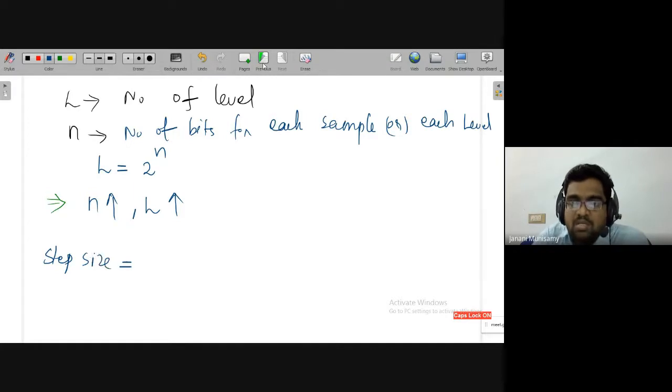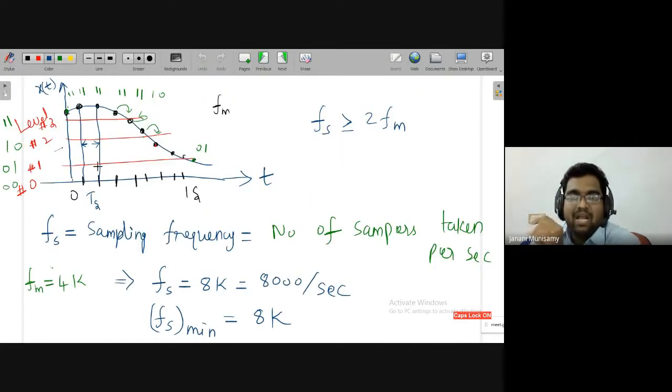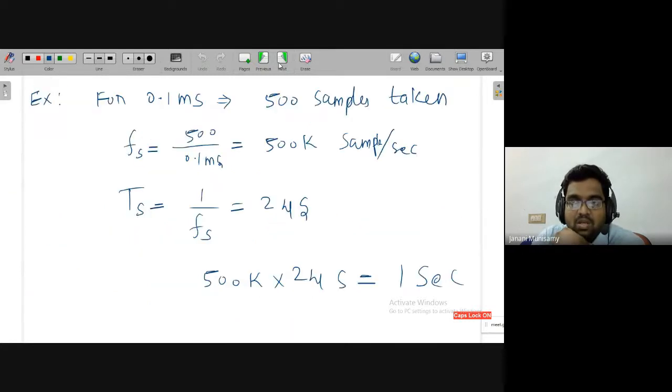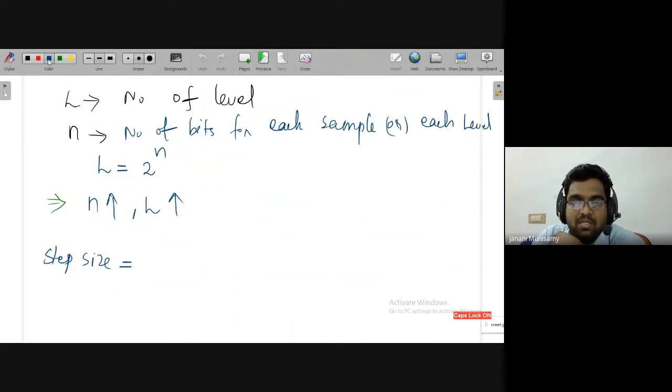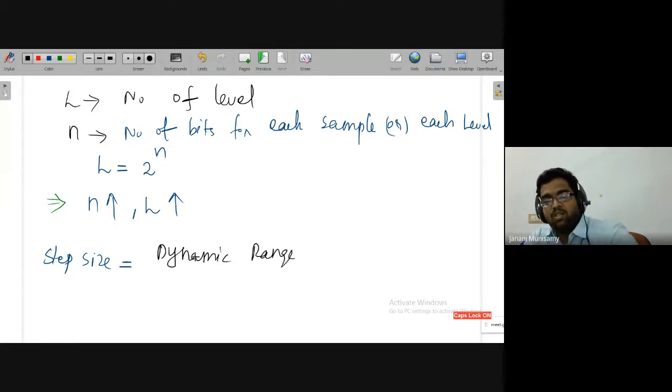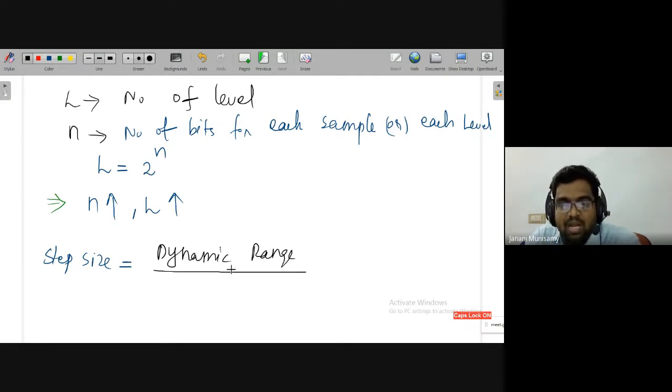Step size means the difference between the levels. Say I have assigned 4 levels, then what is the difference between each level? That is the step size. Difference in the levels is called step size. So the formula for step size is the dynamic range of the signal divided by the number of levels. Dynamic range means, in the analog signal, what is the minimum value and what is the maximum value.